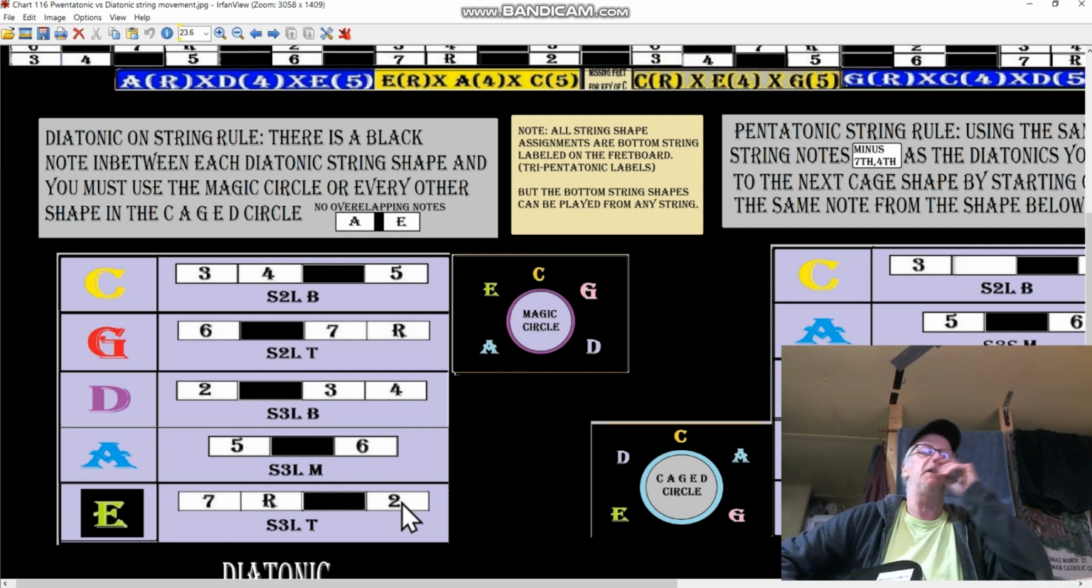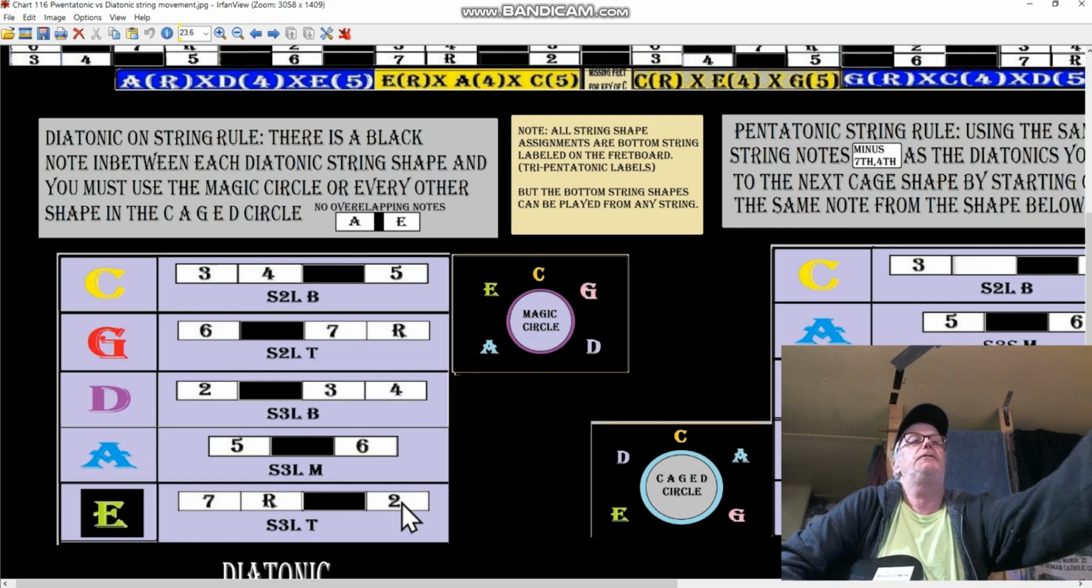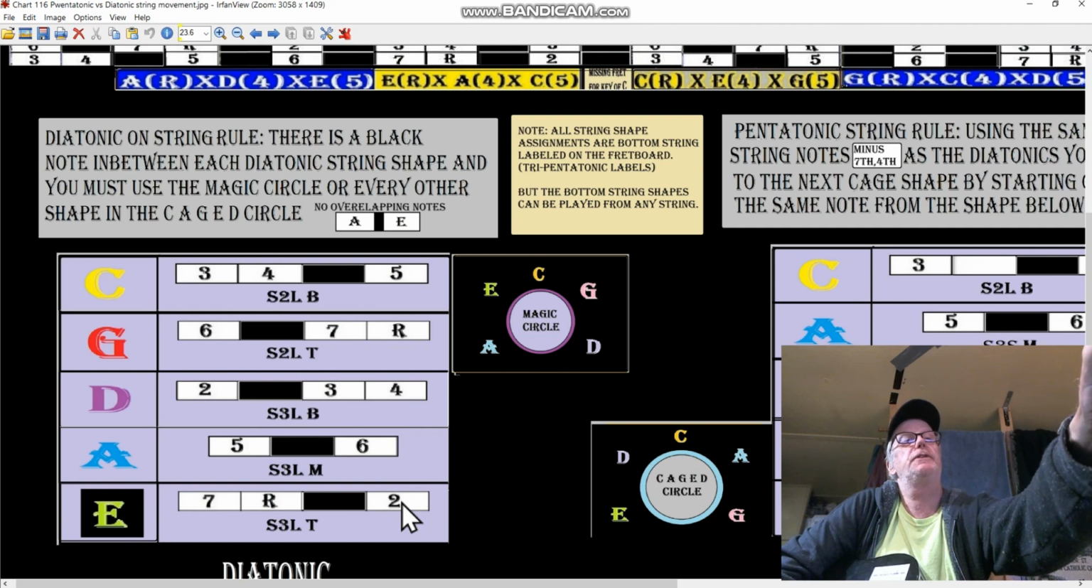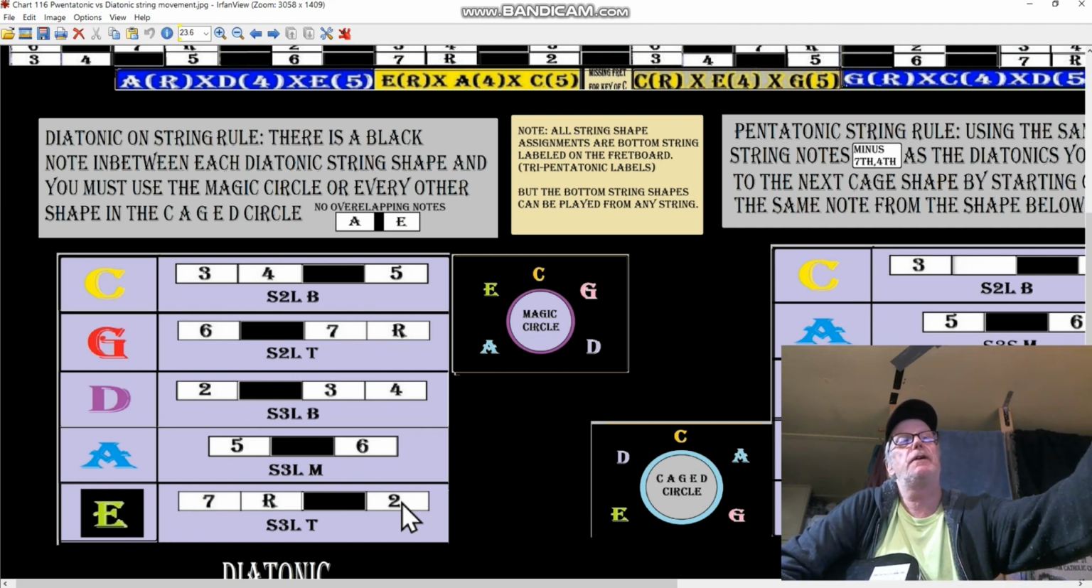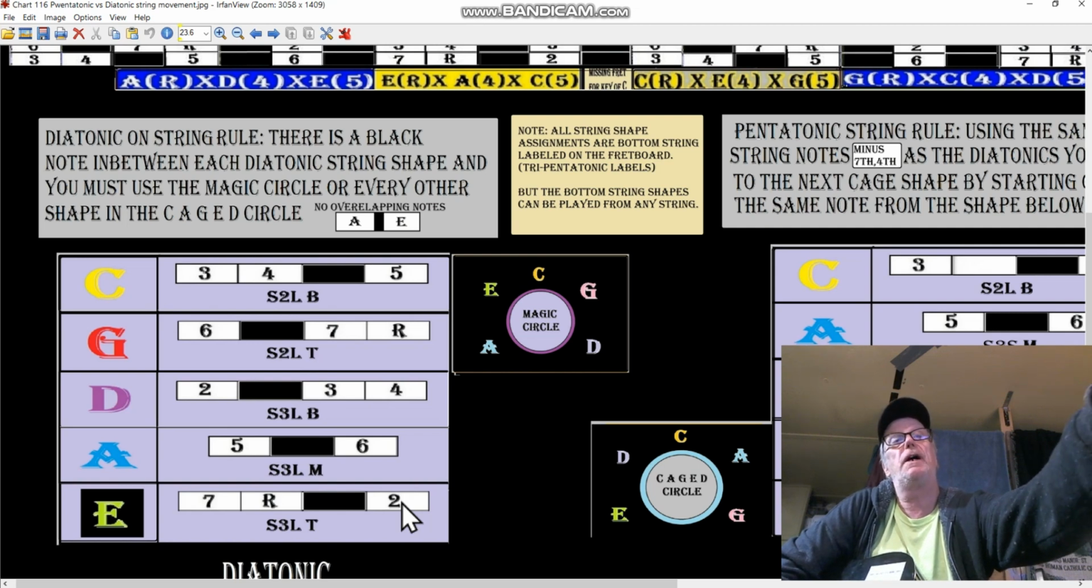Because if you mix up a 3, 4, 5 with a 7 root 2, you're going to go a fourth up. So if I'm in the key of C, 3, 4, 5 is Phrygian, but if I mix it up, it would be in the key of F. 7 root 2, 3, 4, 5, 6, 7.